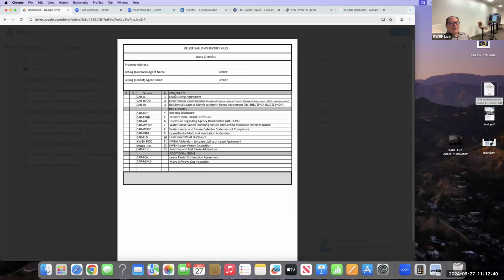All right. Lease listing agreement. Not a sandwich. Now the rest of everything on here is pretty much after you have a lease, so you really only have to worry about the lease listing agreement now. And there are two forms that are Keller Williams disclosures. One of them is the KWBH addendum, and the other one is the KWBH lease money disposition. I want to talk to you right now about the KWBH lease money disposition.